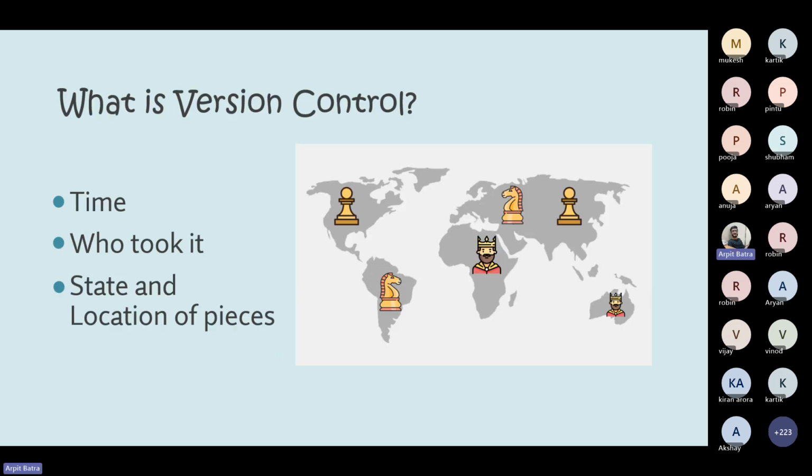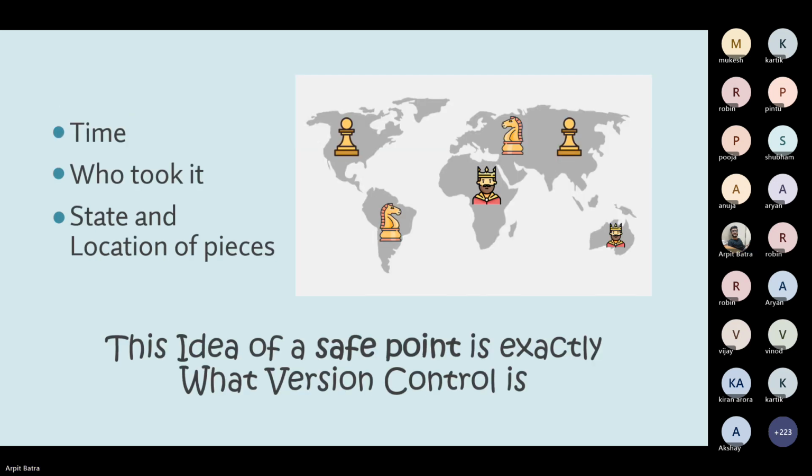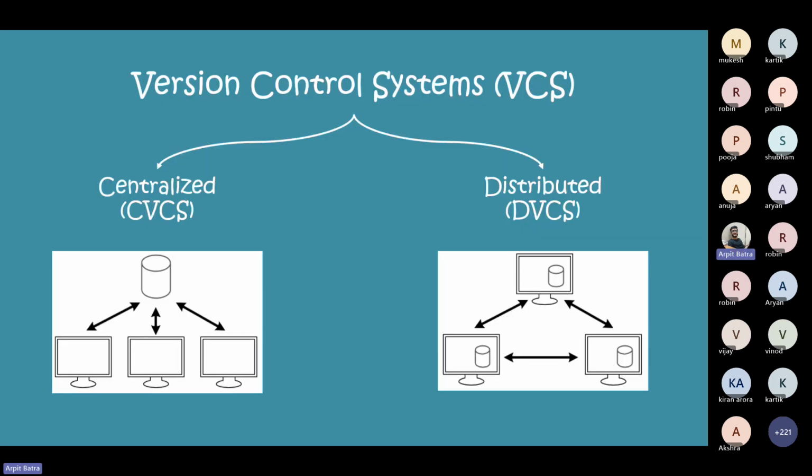It includes time, who took it, state and location of pieces. The idea of a safe point is exactly what version control is. Okay, now we go for the next slide, that is version control system, VCS.